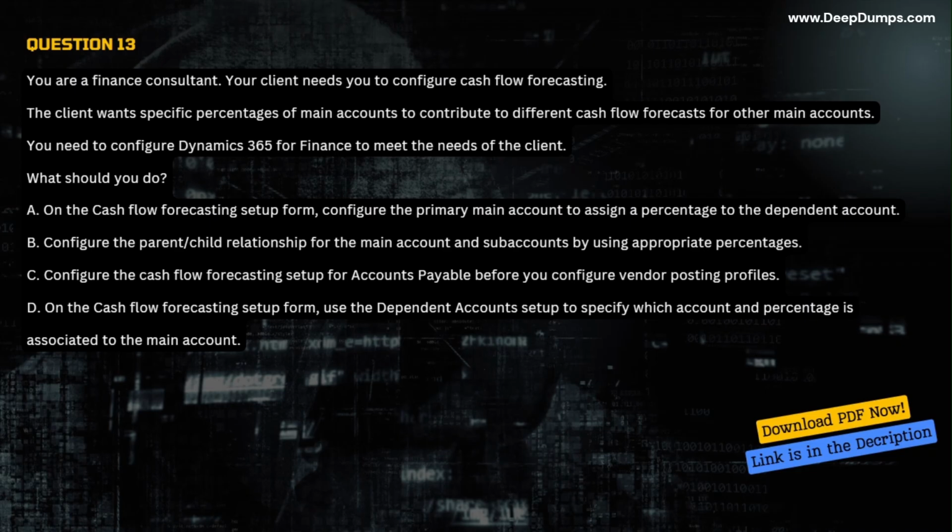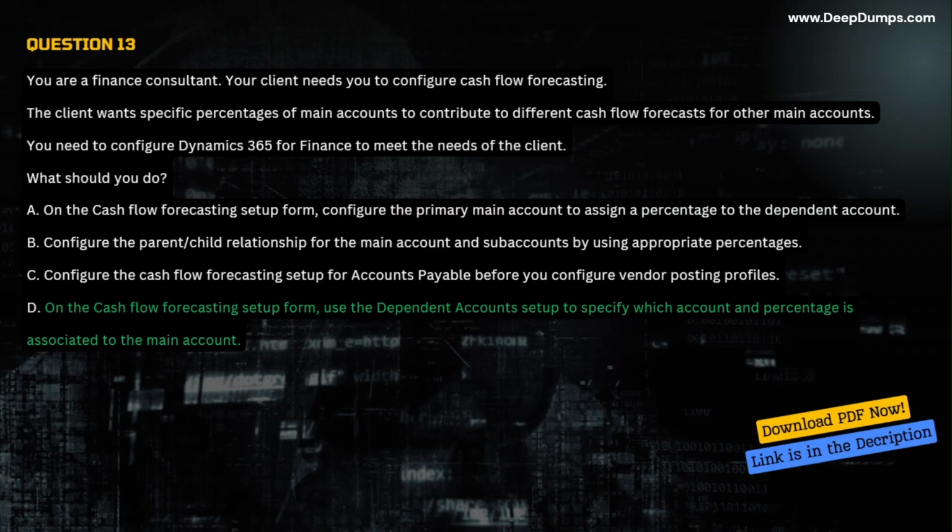A. On the cash flow forecasting setup form, configure the primary main account to assign a percentage to the dependent account. B. Configure the parent/child relationship for the main account and sub-accounts by using appropriate percentages. C. Configure the cash flow forecasting setup for accounts payable before you configure vendor posting profiles. D. On the cash flow forecasting setup form, use the dependent accounts setup to specify which account and percentage is associated to the main account.